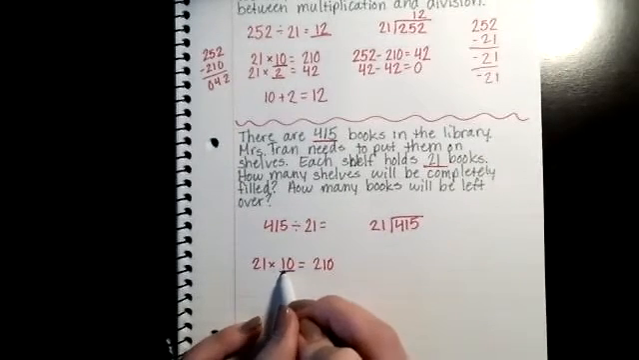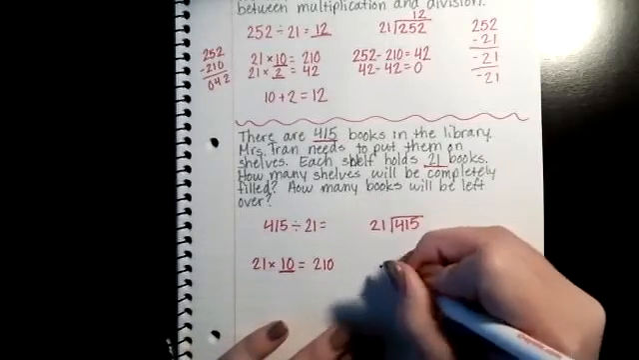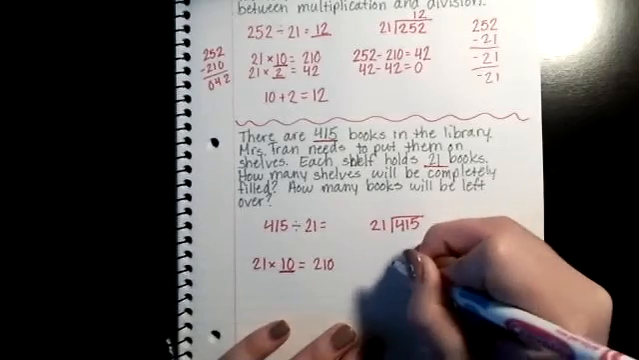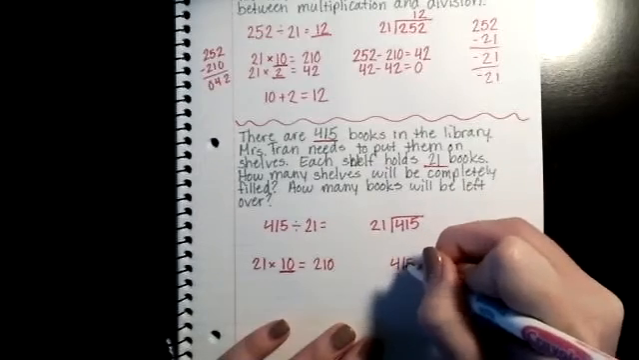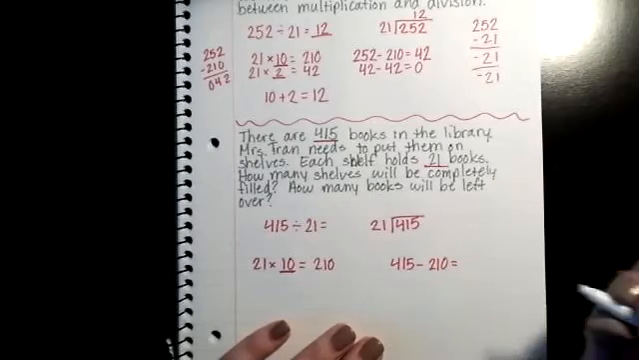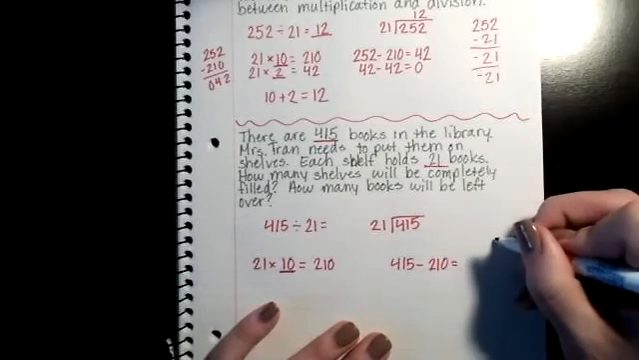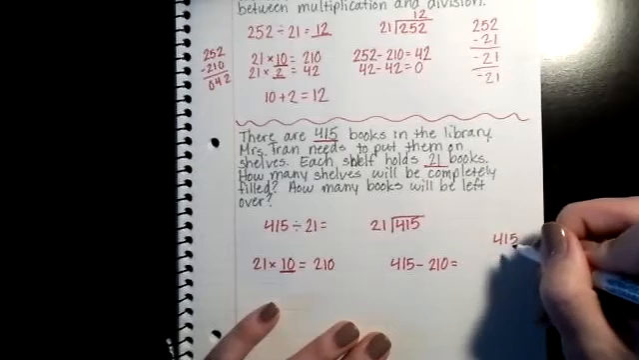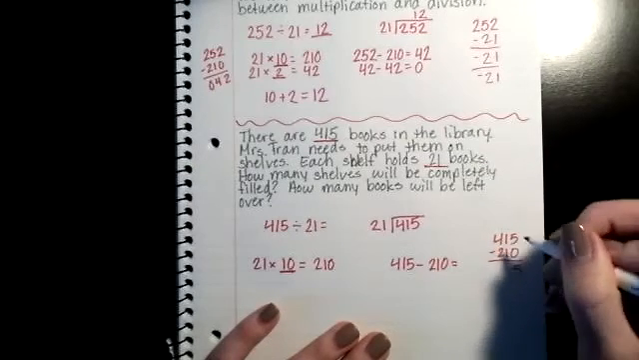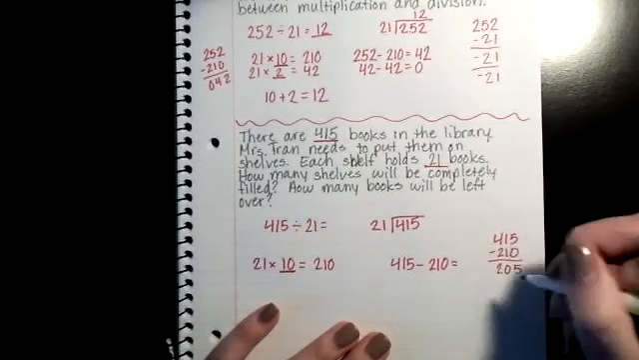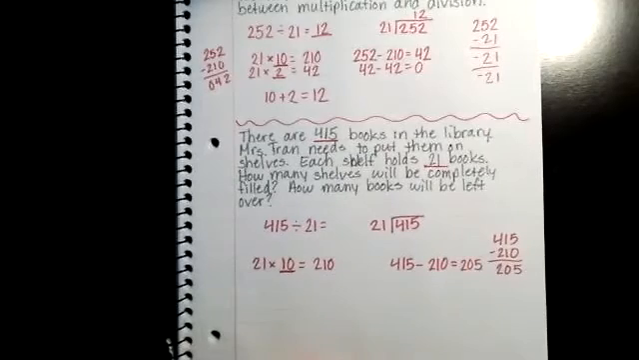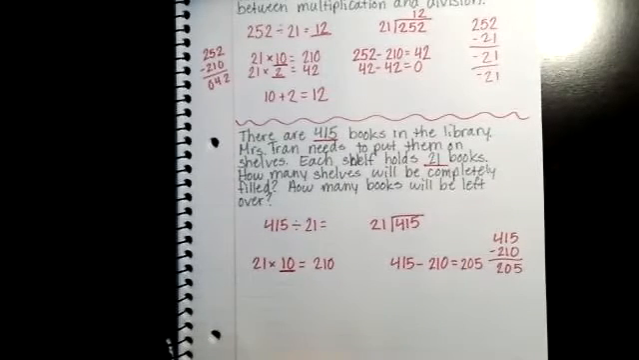Okay, so there's one group I did. Now I'm gonna see how much I have left that I need to fill up with groups. So I'll take my total, 415, and take away what I just got, 210. All right, now 415, let me do that over here. 415 minus 210, that's gonna be 205. All right, so I have 205 left.